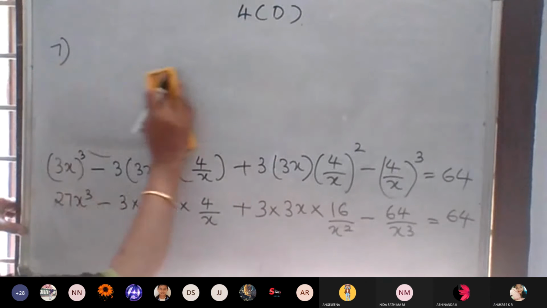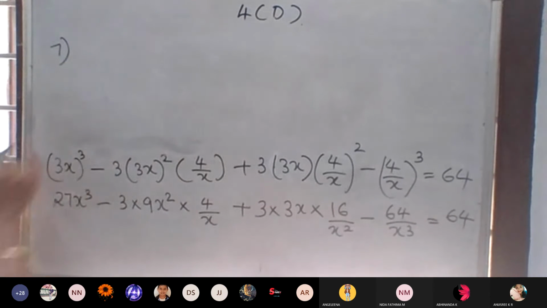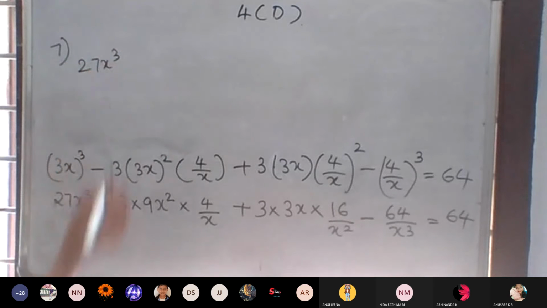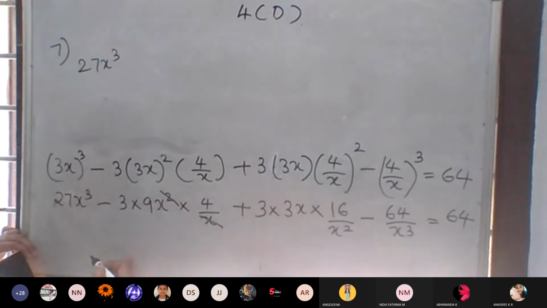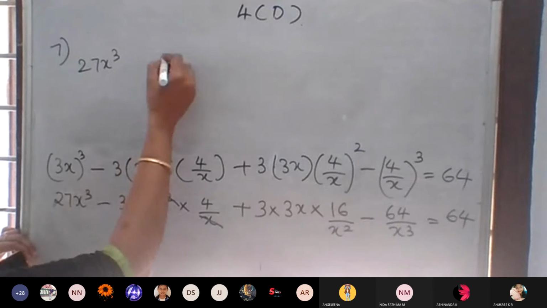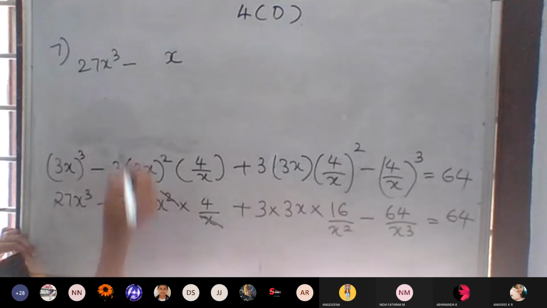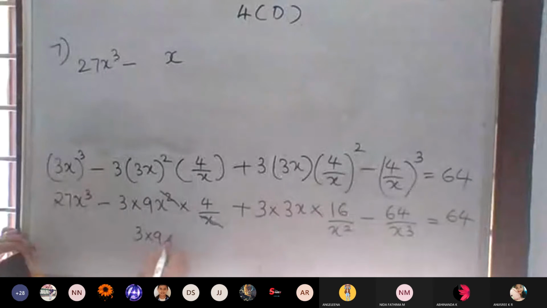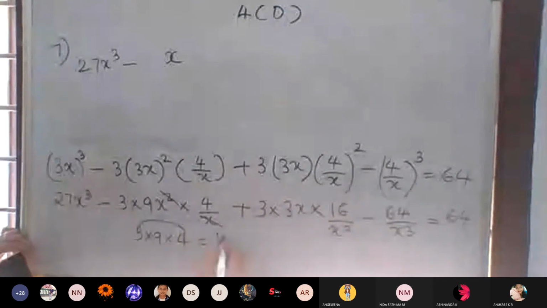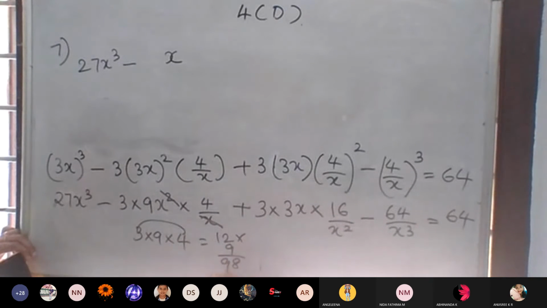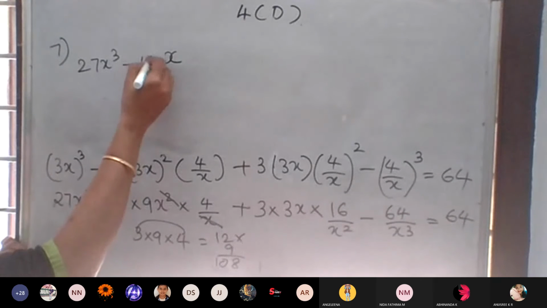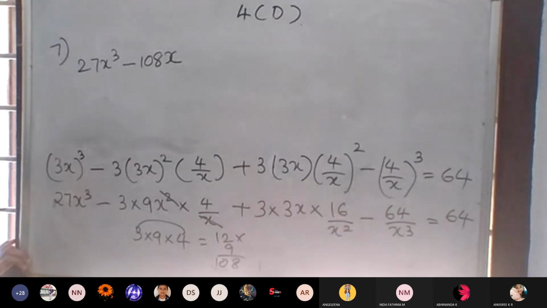Yes, ma'am. Okay. Then next 27x cube. Then x square and x we can cancel. Then only one x will be there. Negative sign. The number 3 into 9 into 4. 4 3s are 12 into 9, 108. Yes or no? 108 or not? Yes, ma'am.